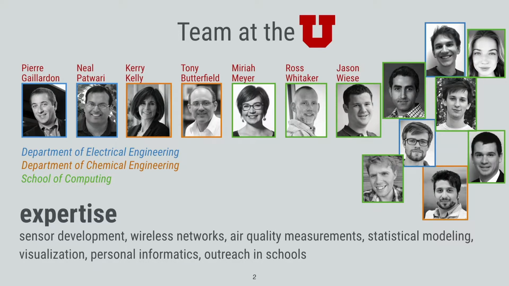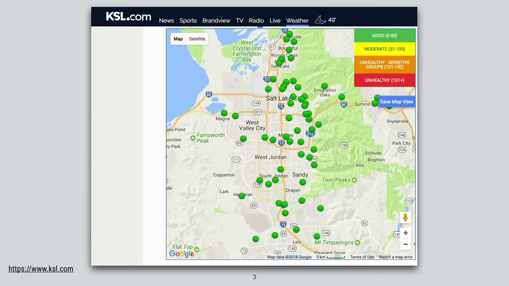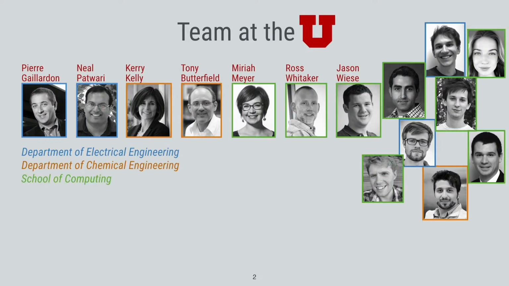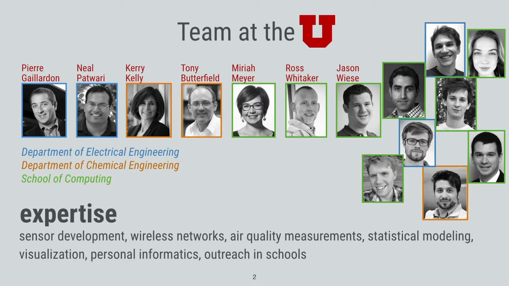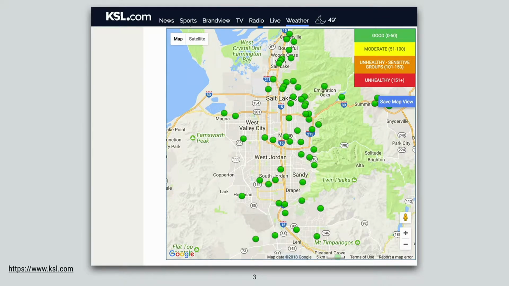For example, we have expertise in sensor development, wireless networks, air quality measurements, modeling, visualization, and more. One of the most prominent actors that provides air quality sensors in the Salt Lake Valley is Purple Air, and they manage to get out lots and lots of sensors. KSL, for example, uses Purple Air sensor data to visualize air quality index. However, low-cost sensors are less accurate than, for example, sensors from the Department of Air Quality.